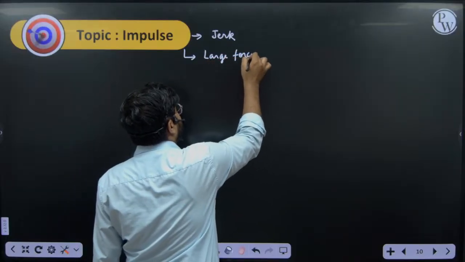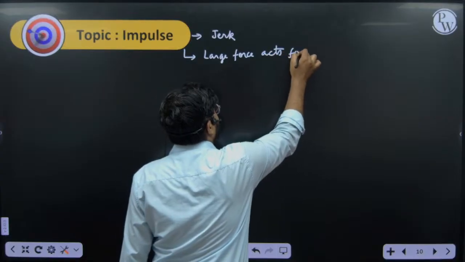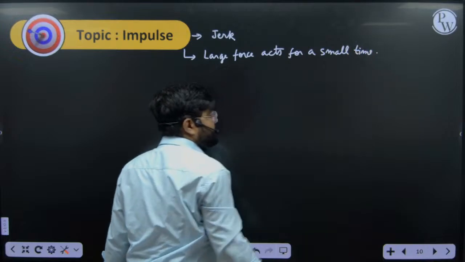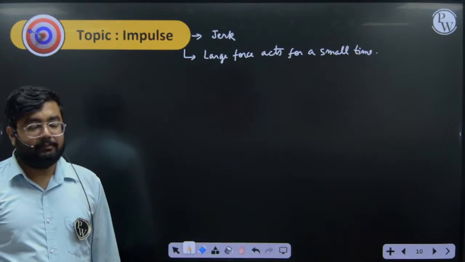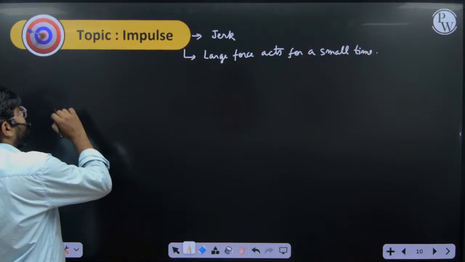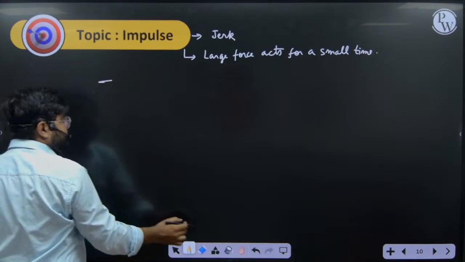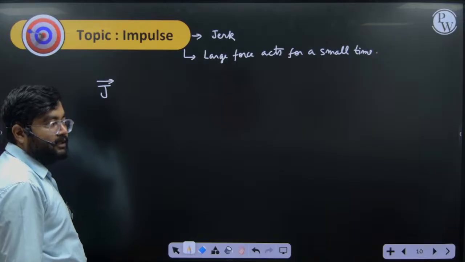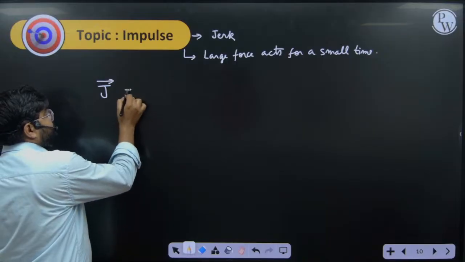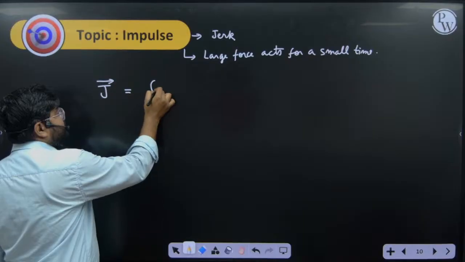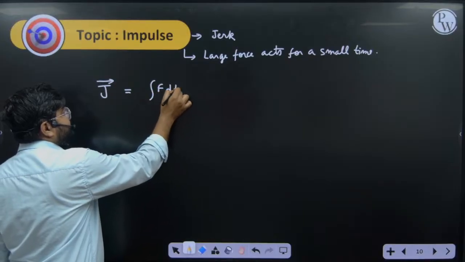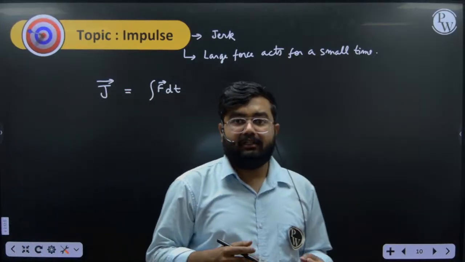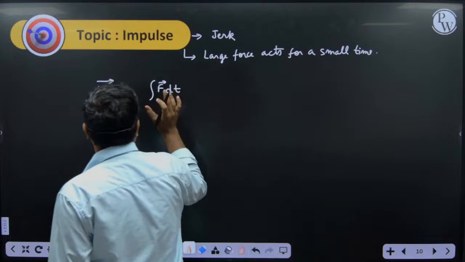a large force acts for a small time, then we talk about impulse. Now, impulse is denoted by J, and it's a vector quantity. And what is it equal to? It is equal to the integration of force dt, the force which acts during that small time interval, integrated with dt.